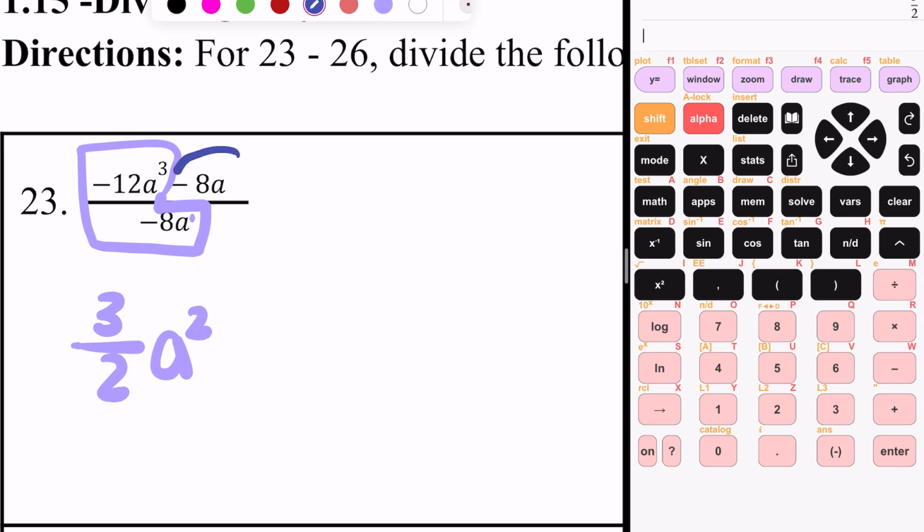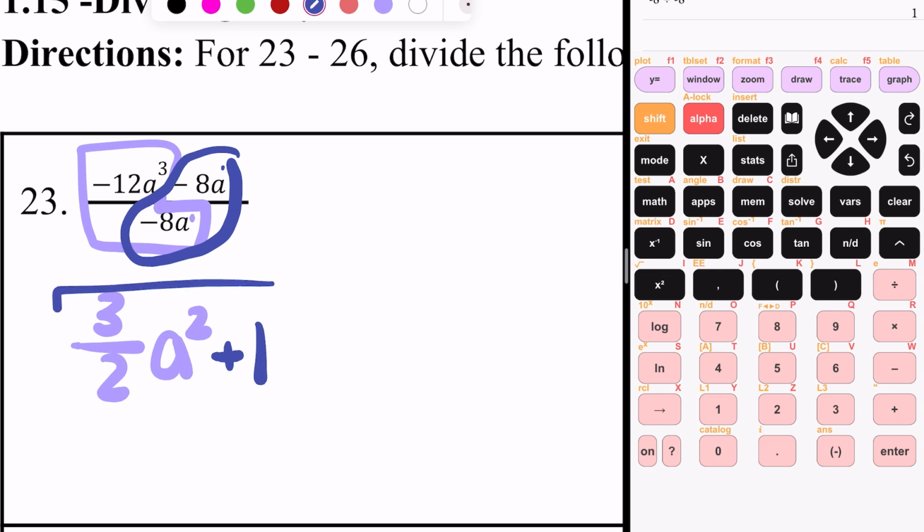Now we are going to do negative 8a divided by negative 8a. Negative 8 divided by negative 8 is a positive 1, so plus 1. And a to the 1 divided by a to the 1, 1 minus 1 is 0, so we would have nothing left.